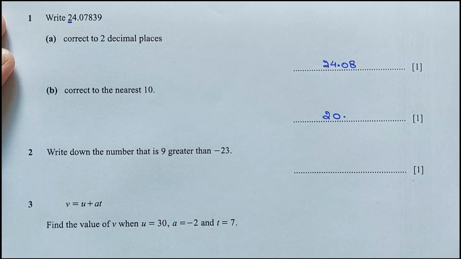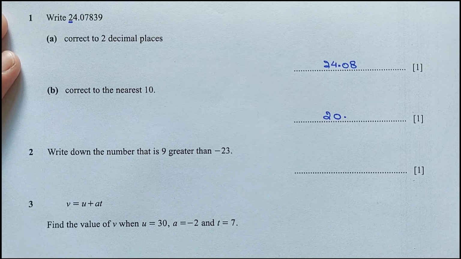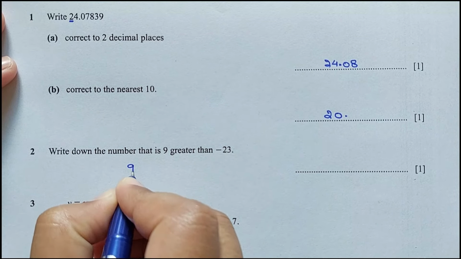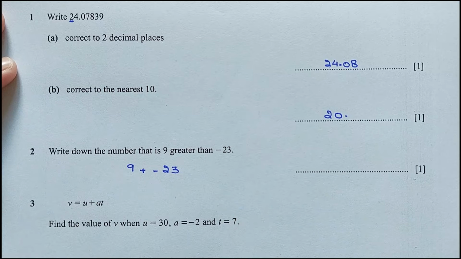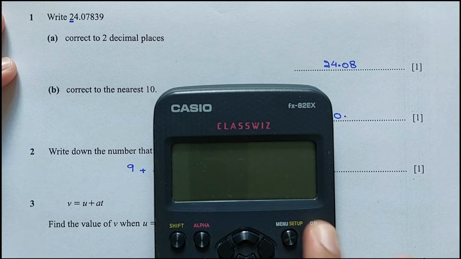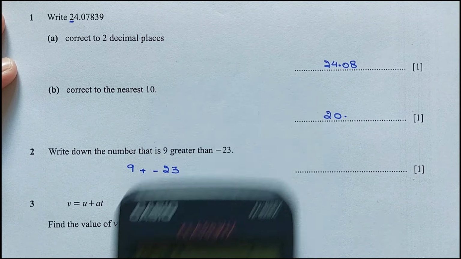Question number 2, write down the number that is 9 greater than negative 23. So 9 subtract 23 basically, which is minus 14.